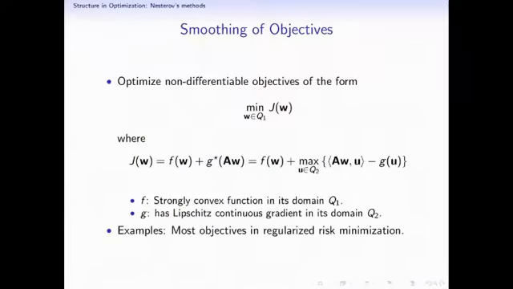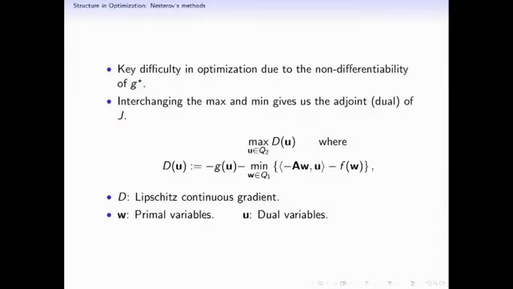What you can do is push this max over the variables u outside and push the min over w inside to get what would be the dual objective.